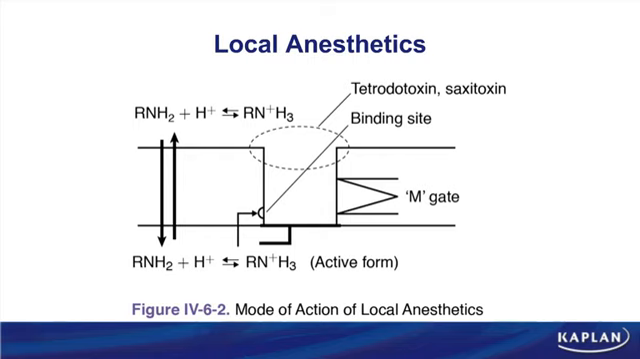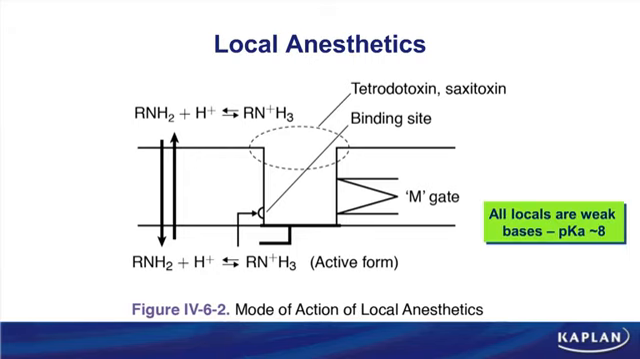Our third group of anesthetics are the local anesthetics. When I look at this diagram, it allows me to discuss the mechanism of action of these drugs. In fact, let's remind you of a couple of points about local anesthetics. All locals are weak bases, and they have pKa values of approximately 8. Now, we have to go all the way back to ionization principles that we covered on page 4 to remember exactly how these drugs are going to work.